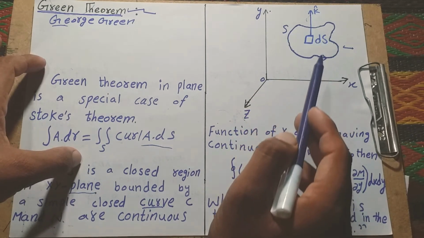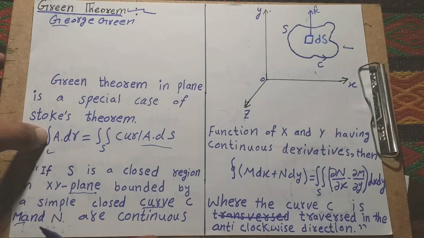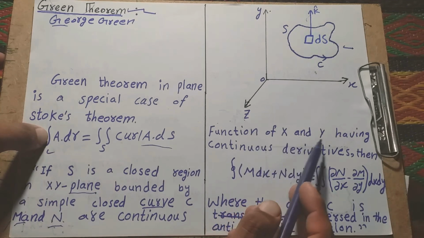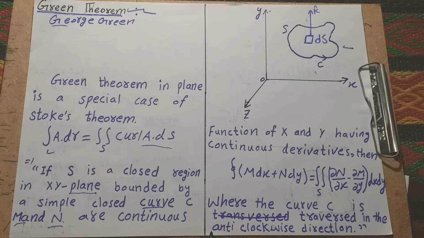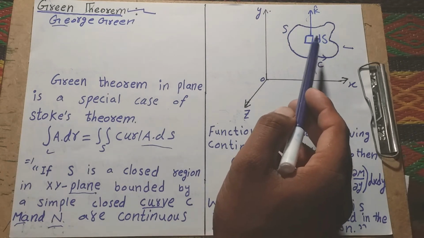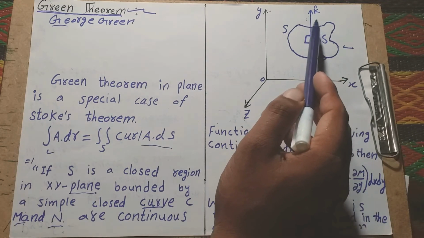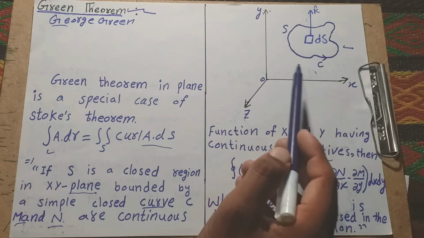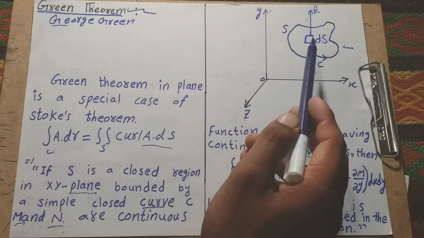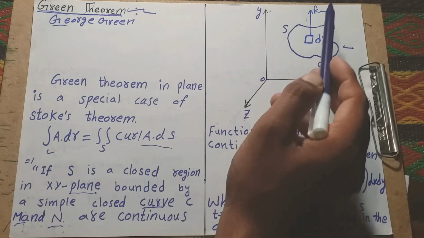M and N are continuous functions of x and y. Continuous function means if x and y change, then M and N also change, having continuous derivatives. Derivative means rate of change, and we also define the derivative as the reverse process of integration. This is a small patch and this is the normal of the surface. Normal of the surface means this surface exists in xy and this direction is the normal.